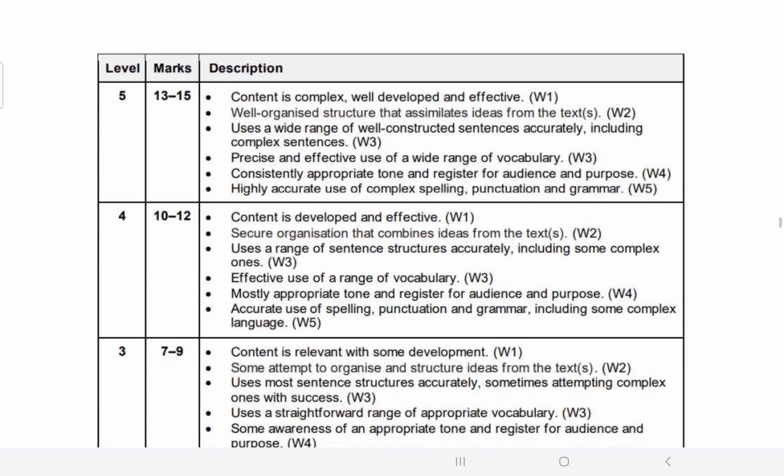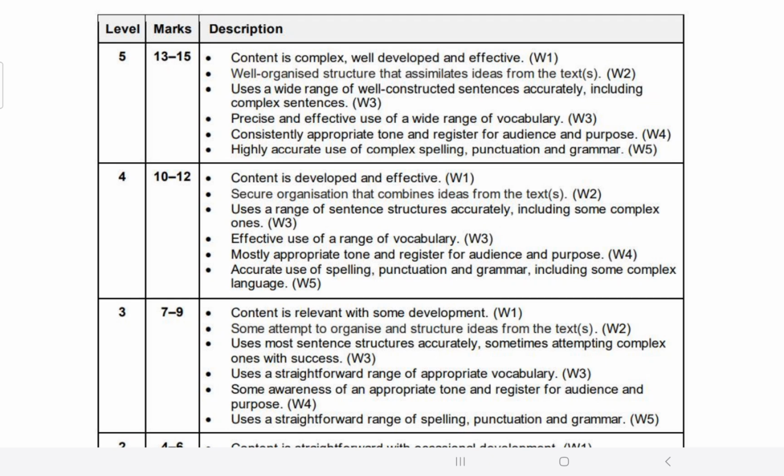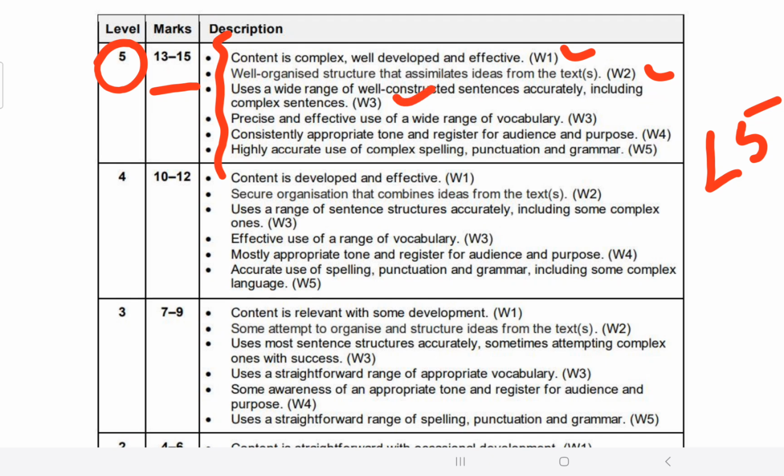Then the writing part. When you do this writing, level 5 of writing is these 13 to 15 marks. If you reach this level 5, actually basically you have done this. And what is that? Number 1 is content. Content is complex, well developed and effective. Well organized structure that assimilates ideas from the text. Use ideas given in the text. Uses a wide range of well constructed sentences accurately, including complex sentences.